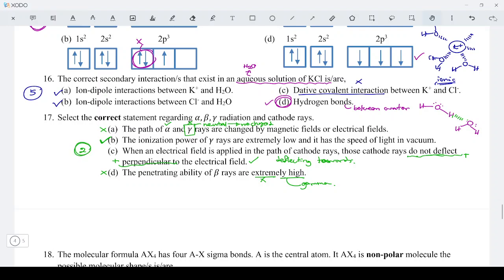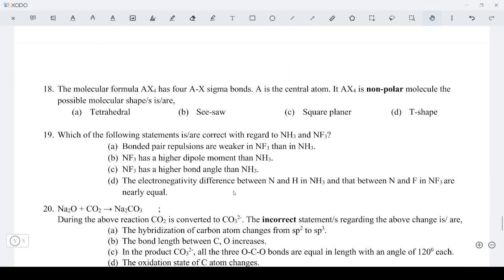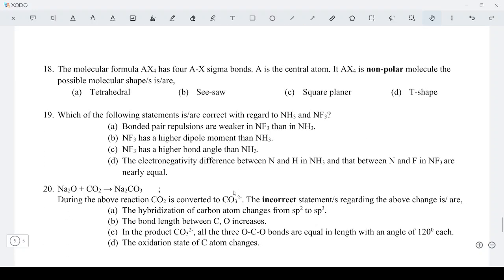That's MCQ 17. Right, 18. The molecular formula AX4 has 4 AX sigma bonds. Okay, right. So these are single bonds, that means, no? Single bond.